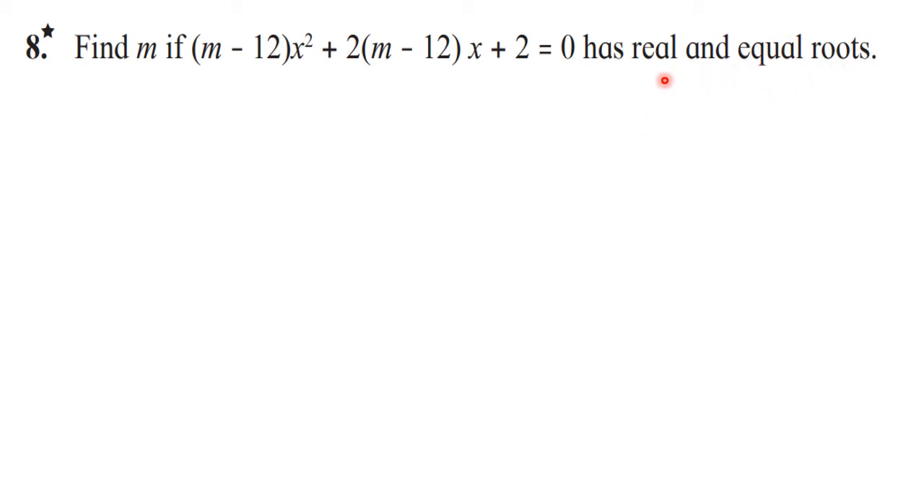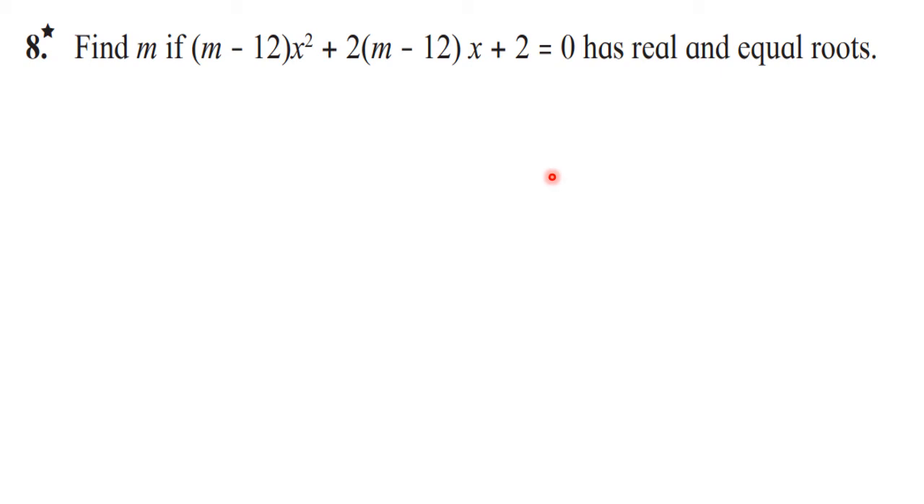So if the condition provided is that the equation has real and equal roots, that means the value of the discriminant, that is delta, is equal to 0. So we have to make use of that. And for finding delta, that is b square minus 4ac, first of all we have to compare the equation with the standard form, and write the values of a, b and c.